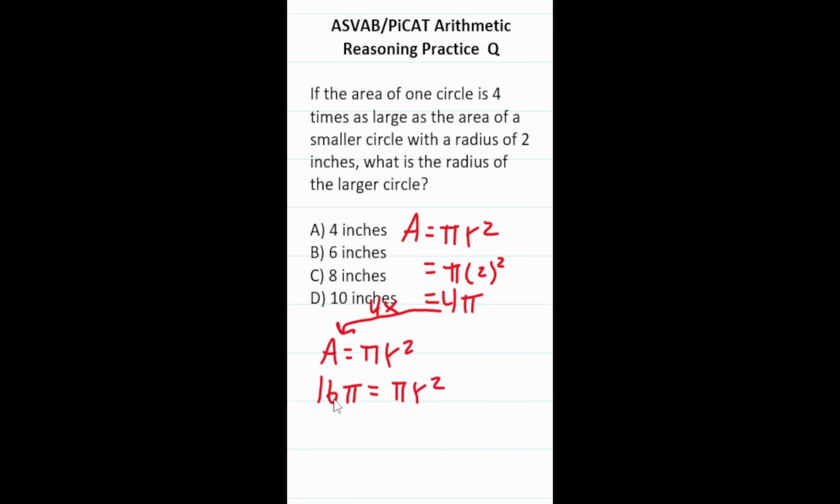Again, we want to know the radius of the bigger circle, so start by dividing both sides by pi. This crosses out here and here, leaving you with 16 equals r squared. To get rid of this square, we're going to take the square root of both sides. This crosses out, leaving you with r over here. Square root of 16 is 4, so the radius of the bigger circle is 4 inches.